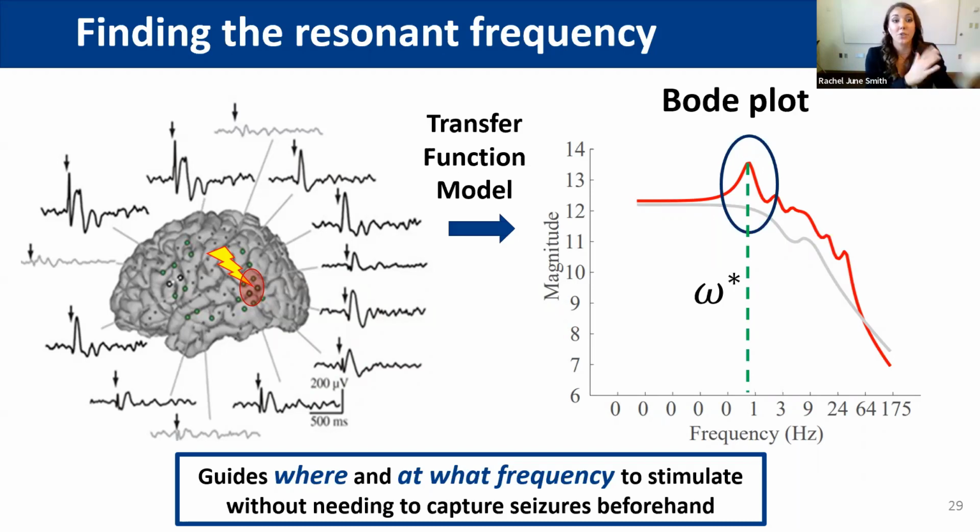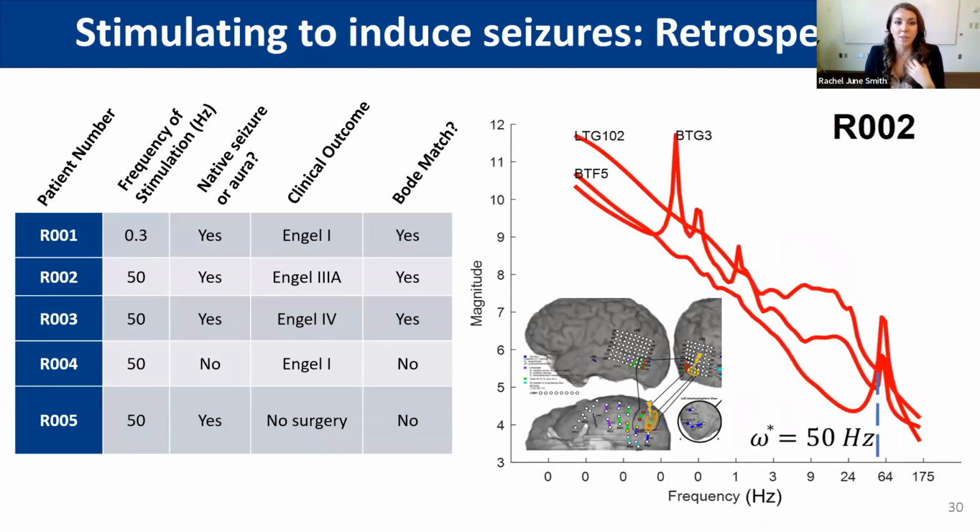So this is something where patients could come in, we could do SPES, stimulate for seizures, and then they could go straight to surgery, right? So this is the idea of seeing how we could expedite the process. So let's see if it works, right?